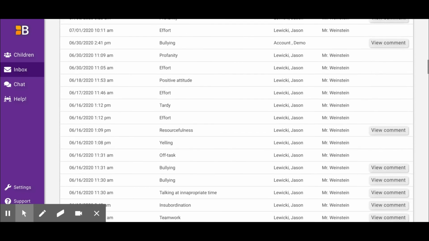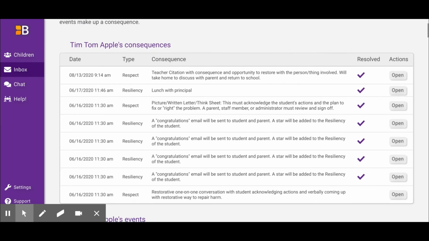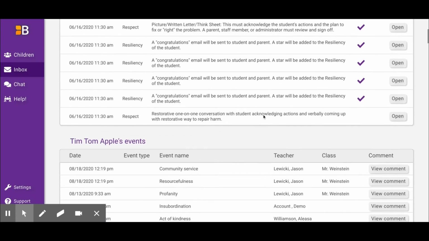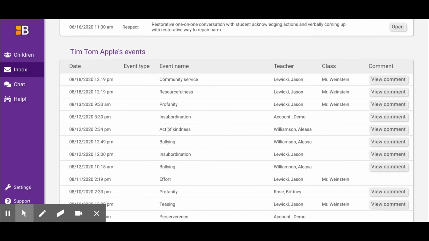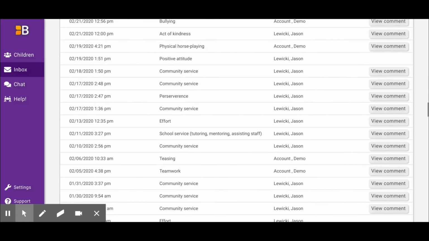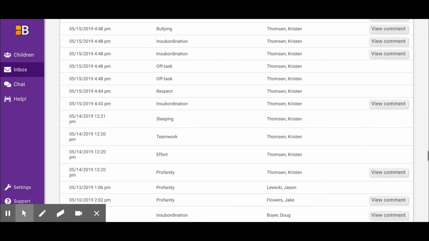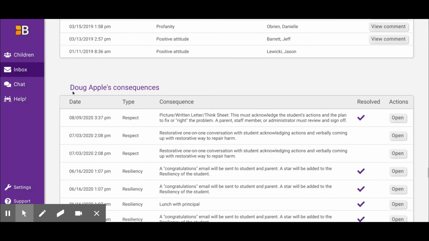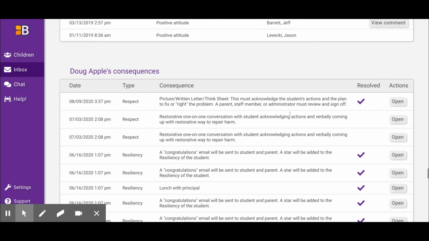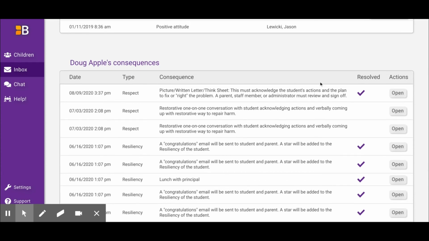So again, you can see the behaviors, you can see the consequences right here when the bubbles fill. You can see specific behaviors that are logged right here. And if I scroll down far enough, I can start getting into where my other student's events, Doug's events, are, and his consequences and his data.